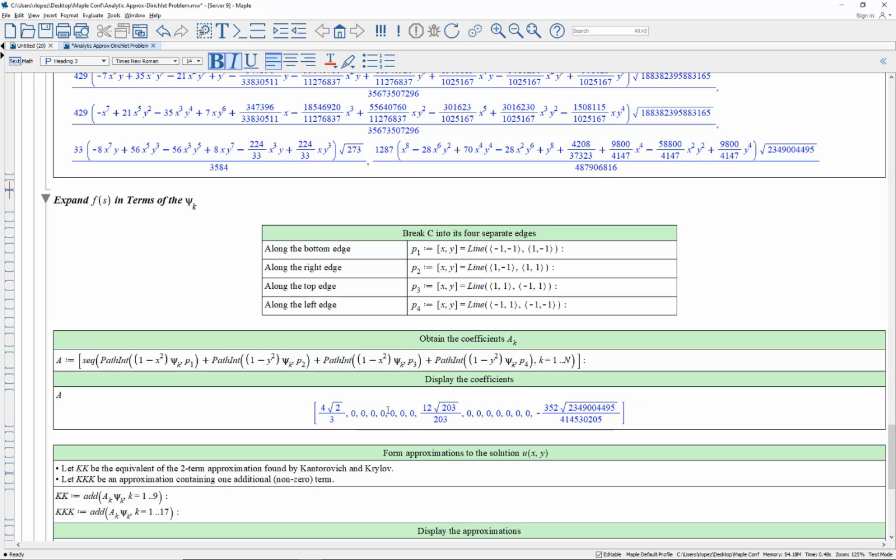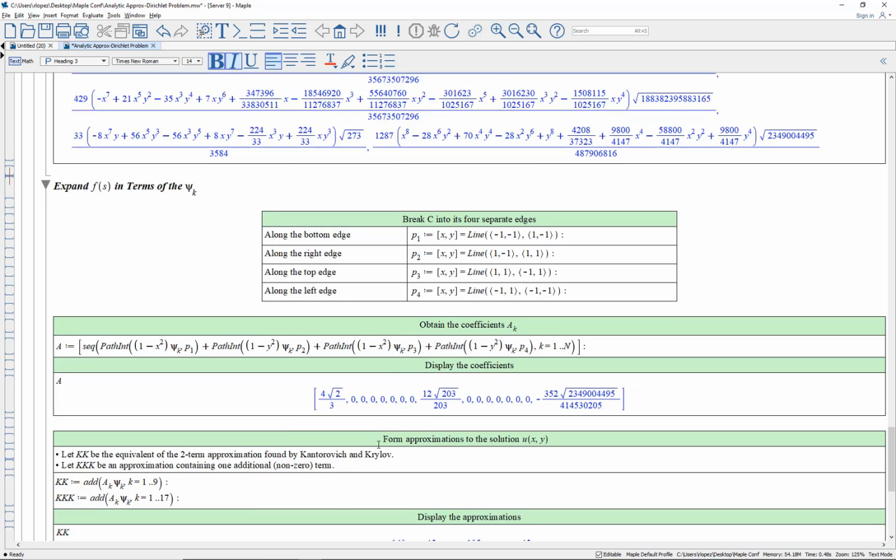Now, Kantorovich and Krylov got rid of a lot of their zeros by invoking the symmetry in the problem. I just said, Maple could handle this. Let's see what happens. And so these two non-zero terms here are what Kantorovich and Krylov were dealing with. And I just went out to the next one. So I want to see what one more term would do.